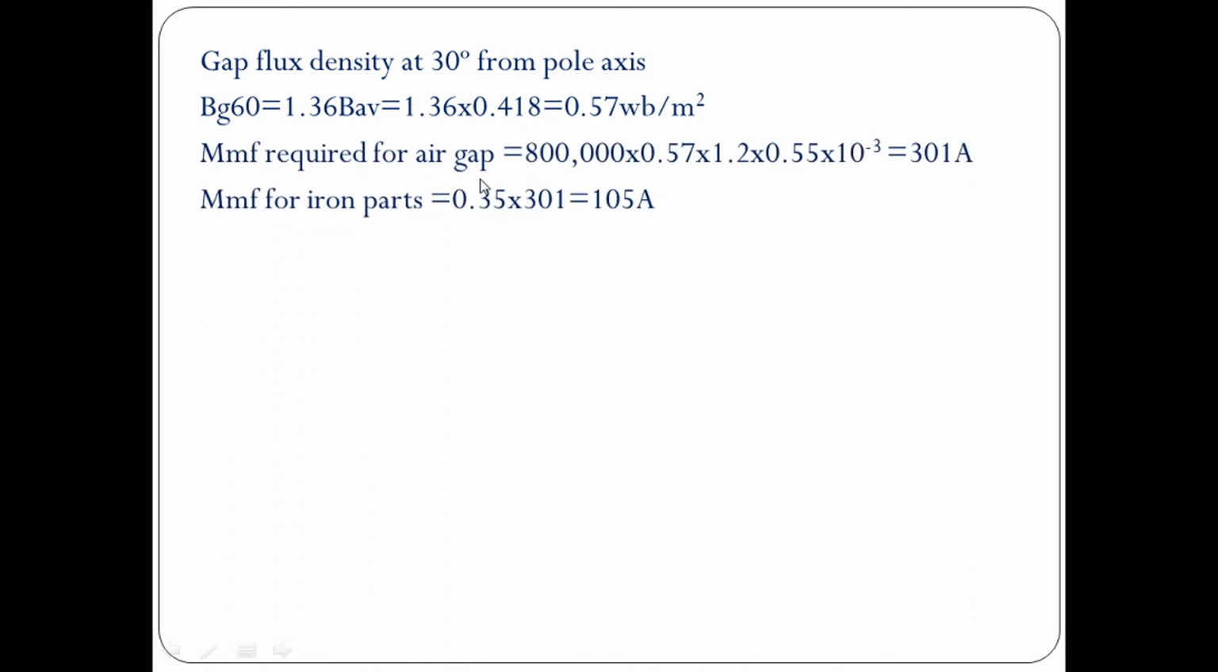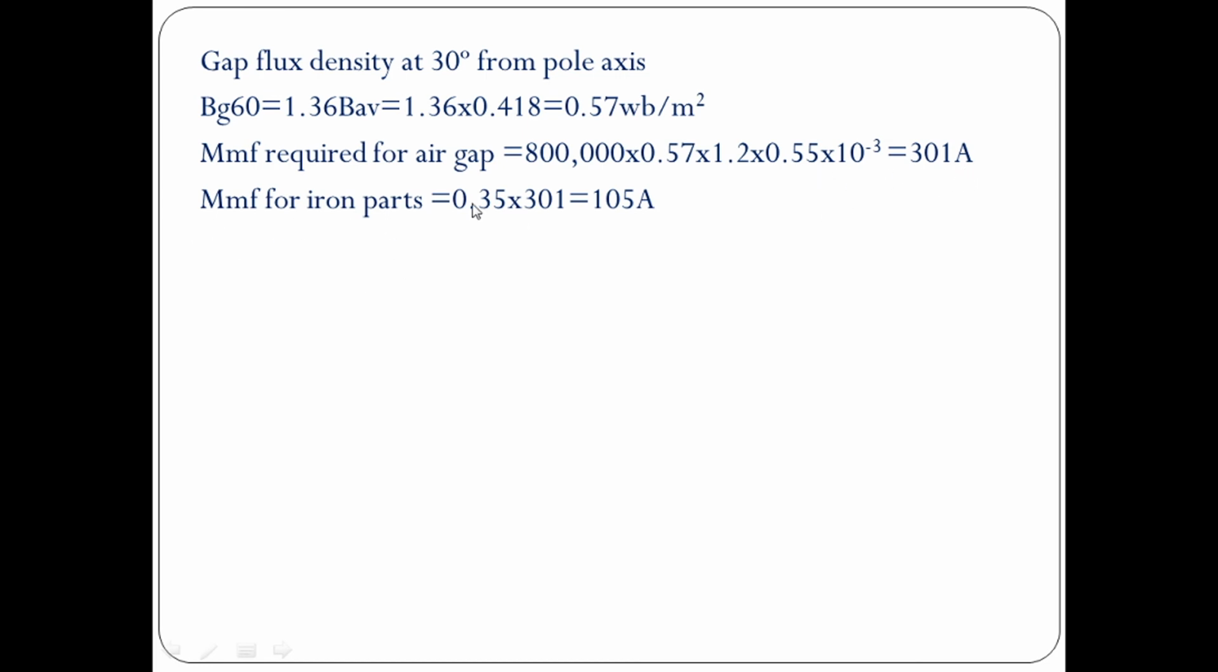So MMF required for the air gap is given by 800,000 into Bg60, that is 0.57, into the gap contraction factor Kg, that is 1.2, into Lg, that is 0.55 into 10 to the power minus 3. So you will be getting 301 amps.